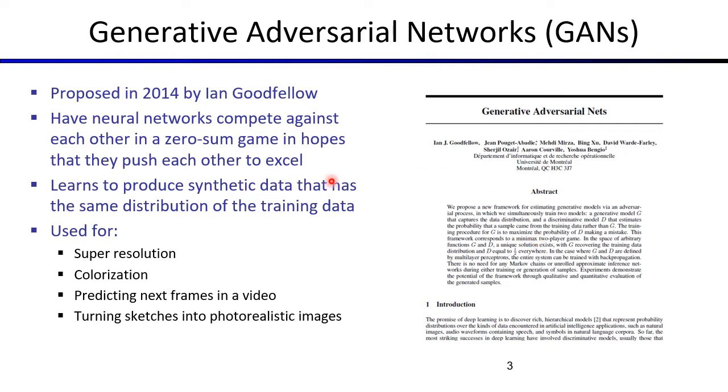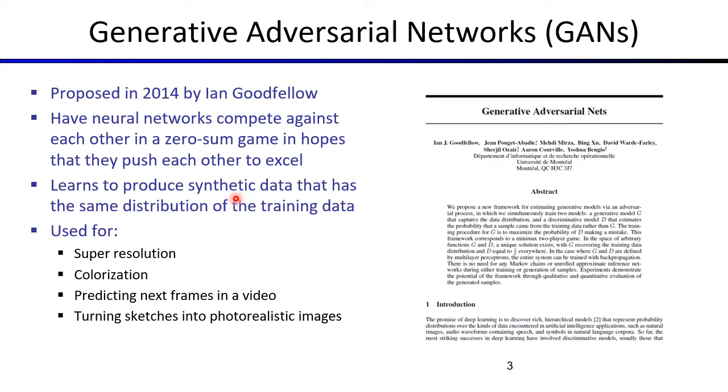The intuition behind GANs is quite simple. The main idea is to have two neural networks compete against each other in a zero-sum game, thus the adversarial label, in hopes that they would push each other to excel. GANs are generative in the sense that they learn to produce synthetic data that has the same distribution as the training data. That is to say that it produces fake data that is indistinguishable from the real data.